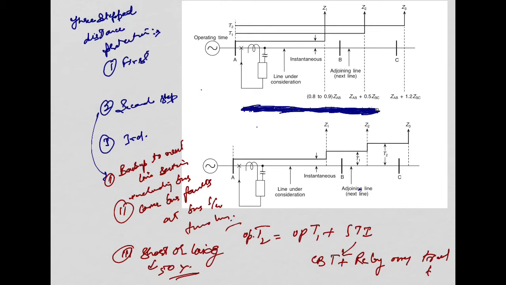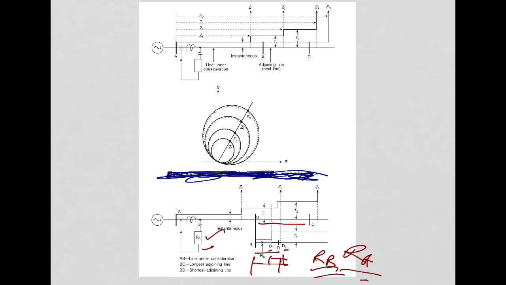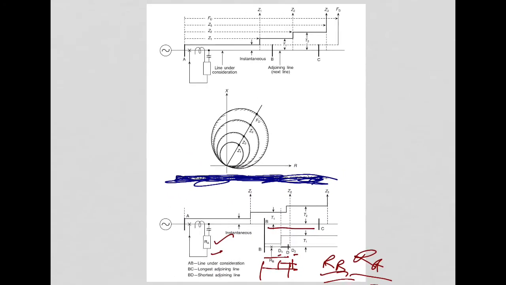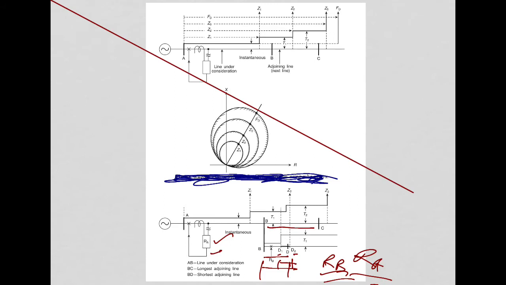Now, also we will have an additional distance measuring unit whose reach is beyond the third zone. The operating time of this unit is instantaneous, and this unit is known as the fault detector or the starter unit, that is F0.